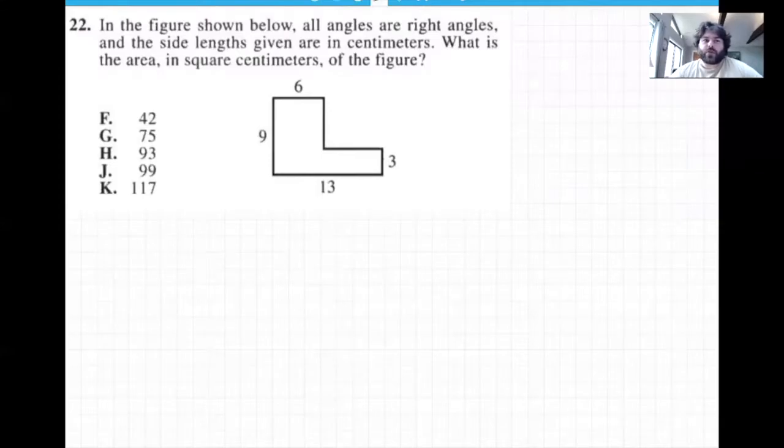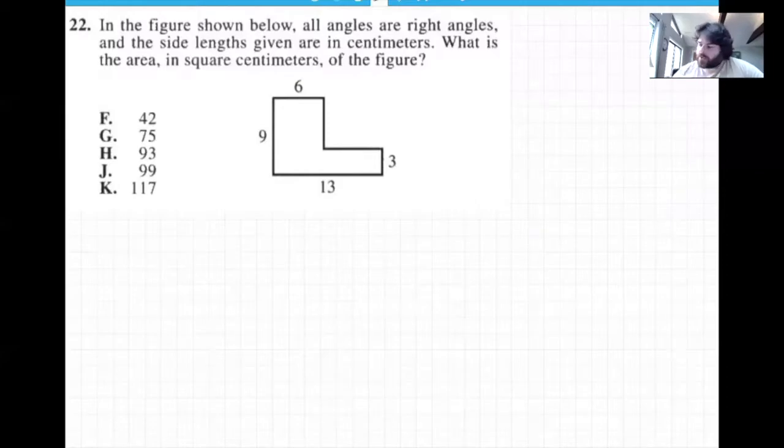We're on problem number 22 from the December 2019 ACT. It says, in the figure shown below, all angles are right angles and the side lengths given are in centimeters. What is the area in square centimeters of the figure? Okay, go ahead and pause the video and work the problem.